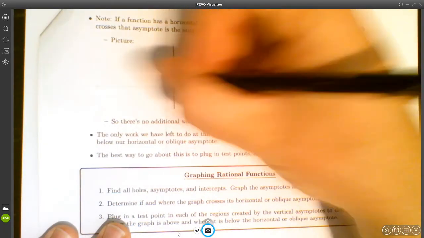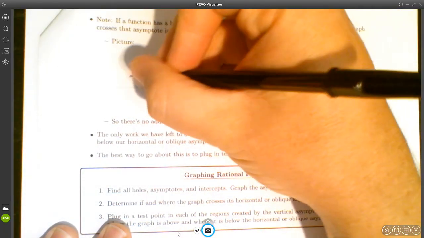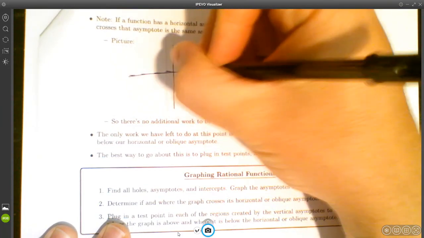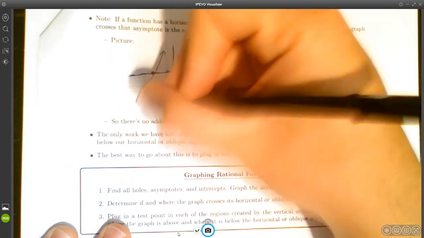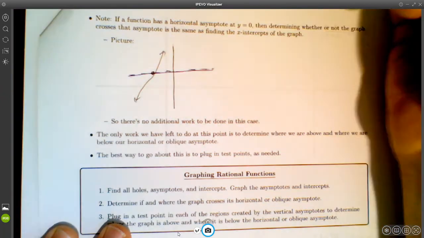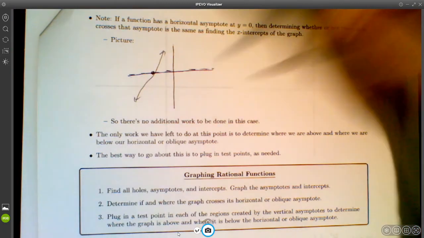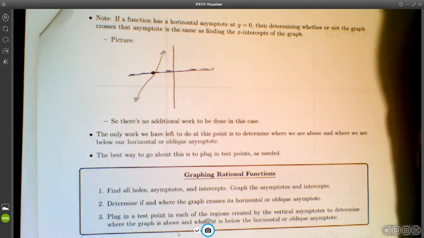Just to give you a picture of that, if you've got a horizontal asymptote at y equals 0 and the graph has an x-intercept, let's say right there, well then you already know that it crosses its horizontal asymptote. You've already done that. So there's no additional work to be done in that case.